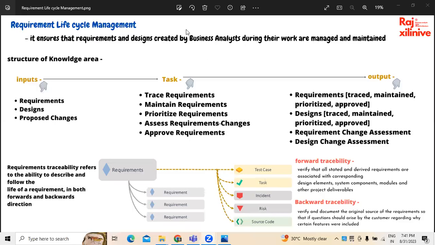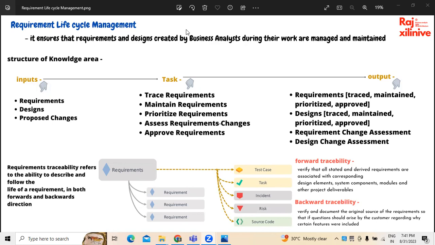Let's get started. What we discussed in the previous session was about the different techniques of business analysis like PESTLE, SWOT, MOST, CATWOE, and the MoSCoW technique. So all these techniques we have discussed. Today I am going to discuss requirement lifecycle management, which is the next knowledge area.